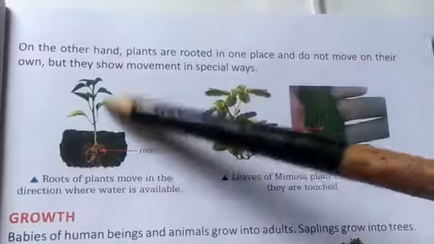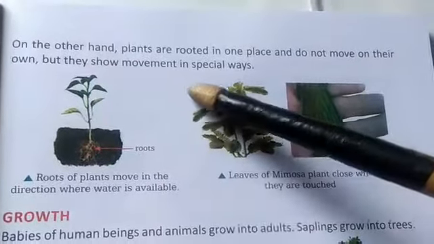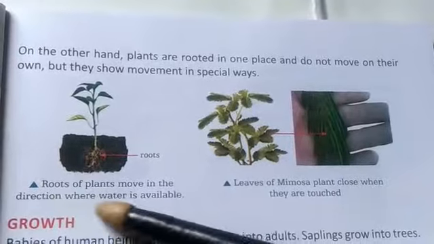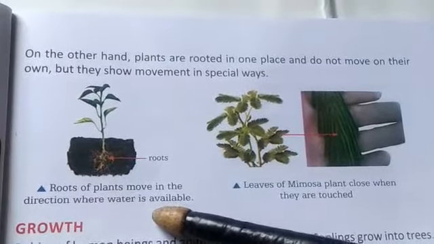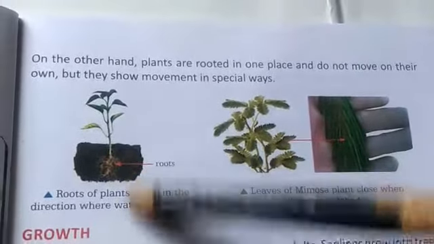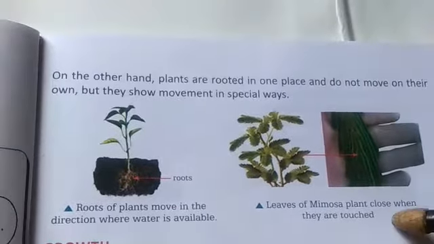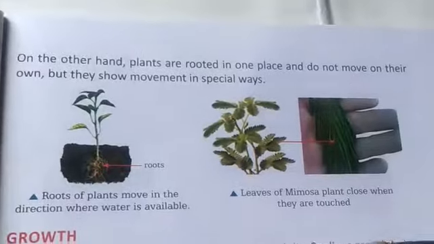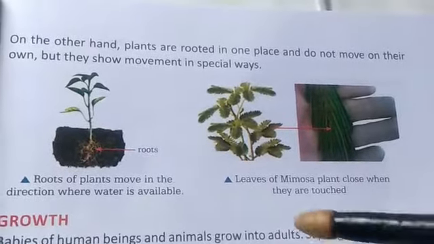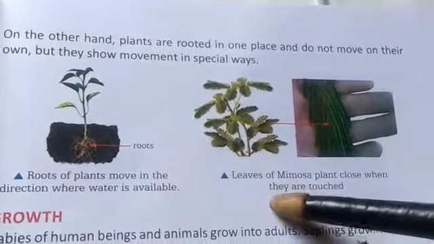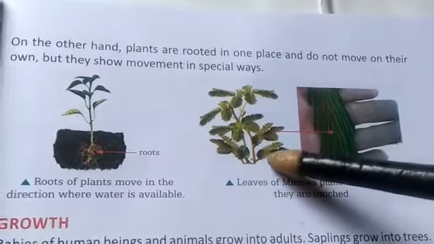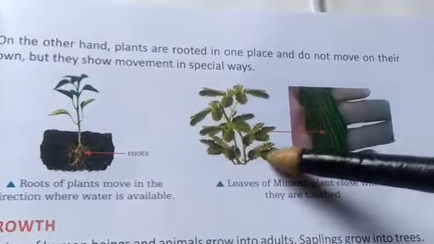Plants show movement in special ways, like the roots of a plant, which move below the ground. The mimosa plant, the touch-me-not plant, has very sensitive leaves. If you touch the leaves of this plant, it will close its leaves quickly.